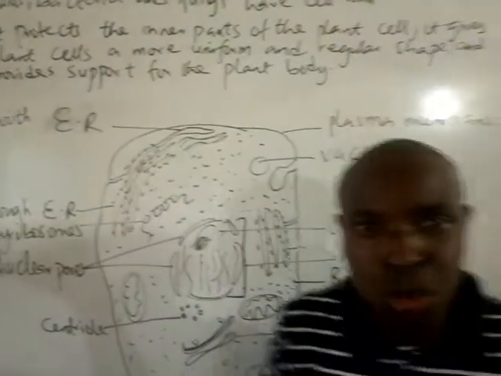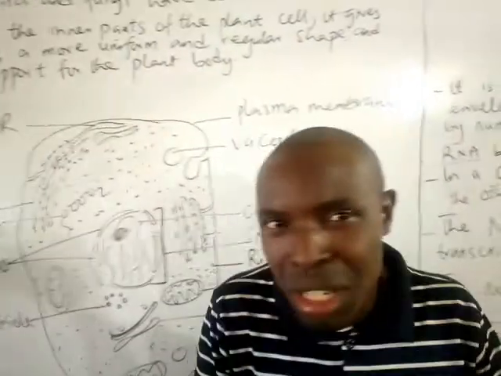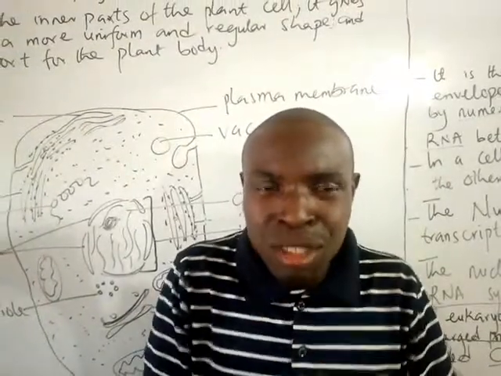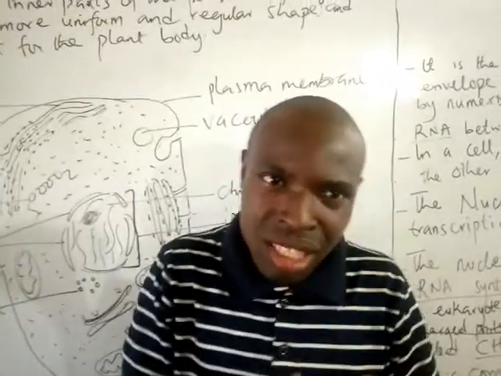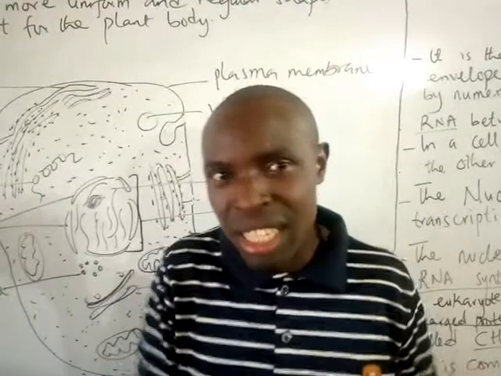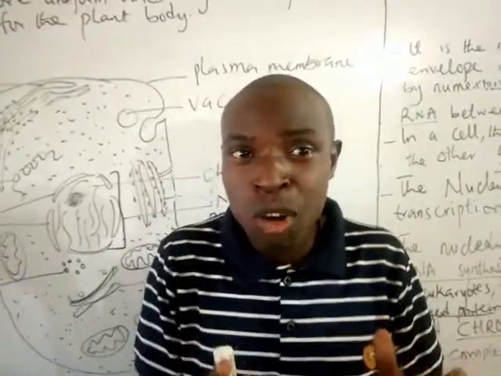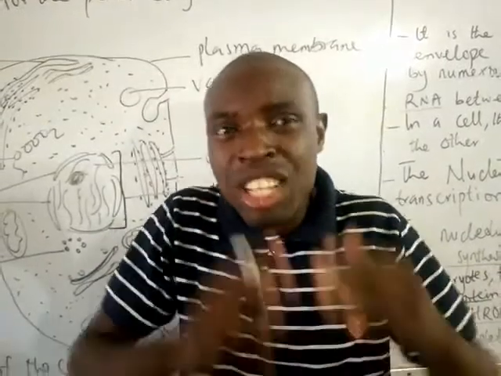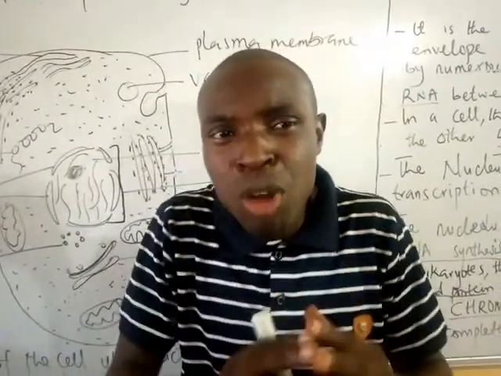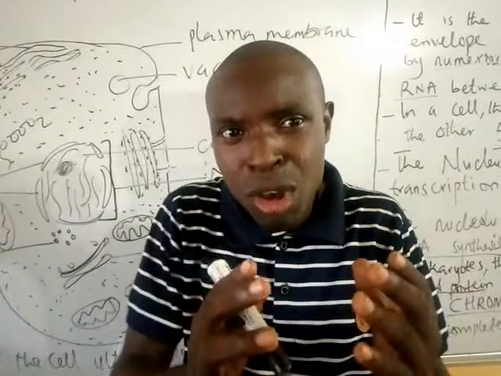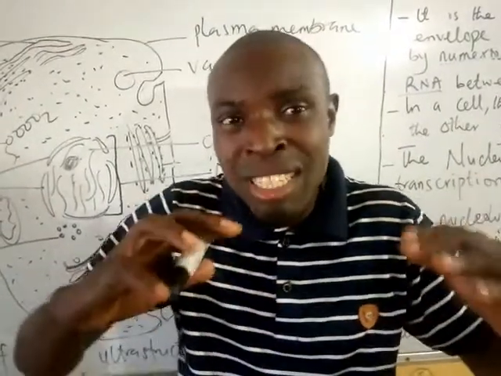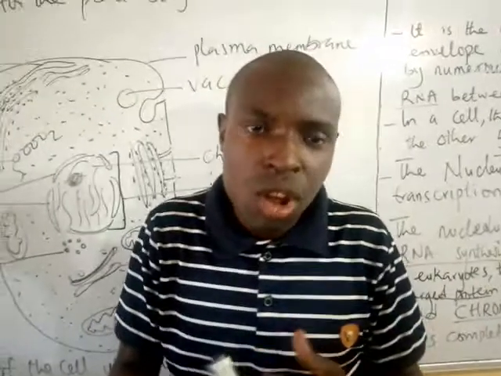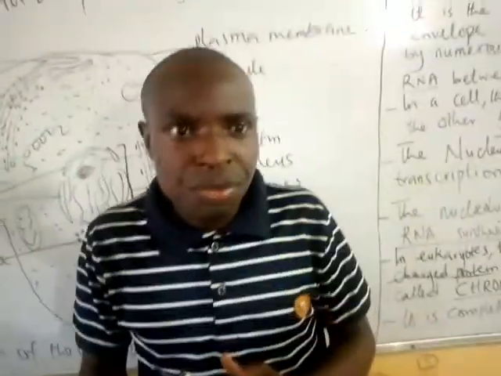And I have told you that the smooth ER is basically for the synthesis of lipids. It's a site for lipid synthesis. While that of the rough, what does it do? Its function is to engage in the transport of this protein that is being synthesized to other parts of the cell. All right.